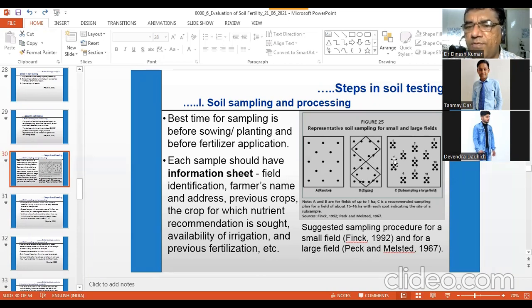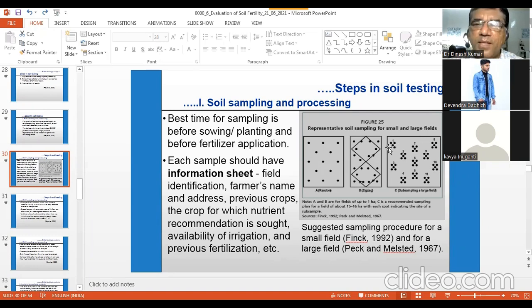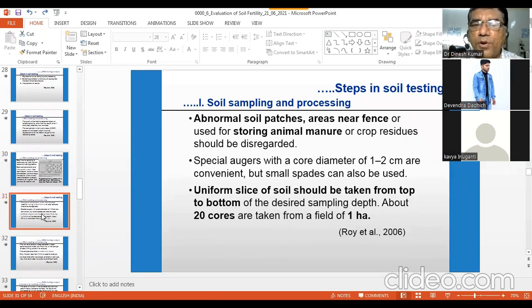And this is for a very large field, 15 to 16 hectares, where you need to take subsamples. This is one particular area of the field where you are taking subsamples, and subsamples from other parts of the field. Suppose you have taken 5 subsamples here, mix them and make them one. Similarly, here also make it one, with 5 cores here and so on. Abnormal soil patches, areas near the fence or used for storing animal manure or crop residues should be avoided. You need not take from these areas.